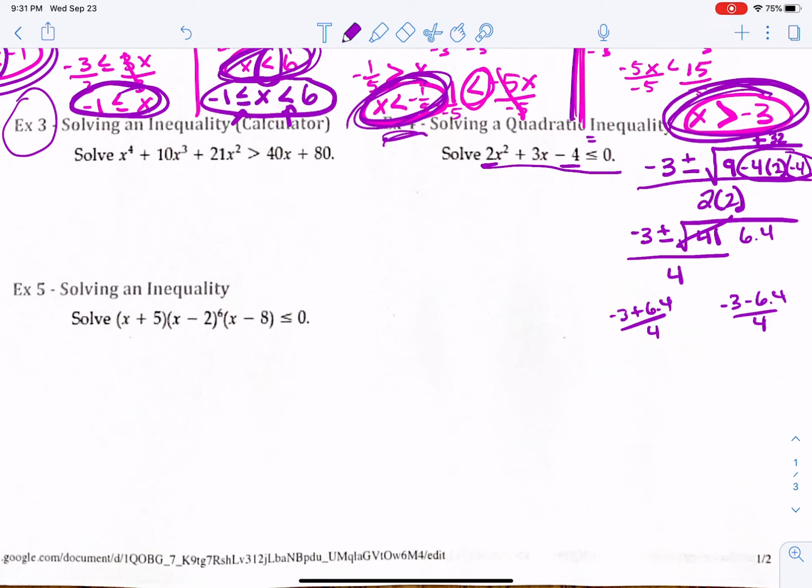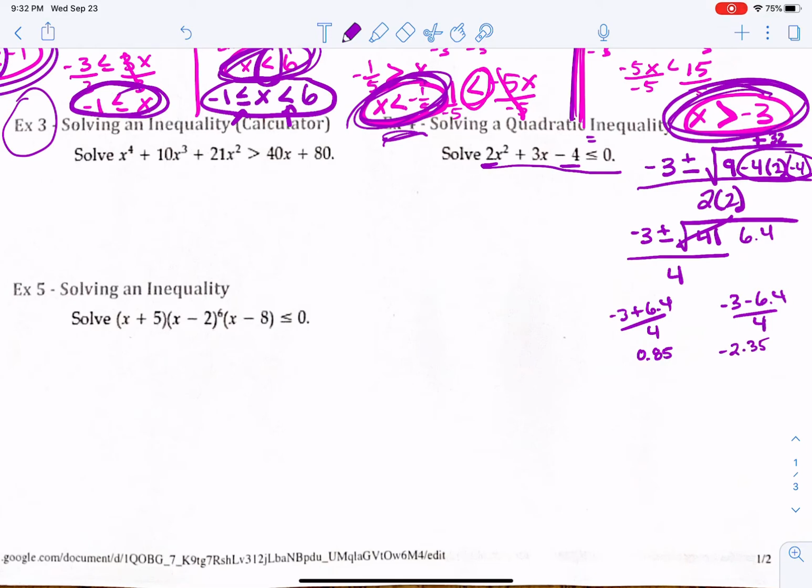3.4 divided by 4. Okay, if I take -3 and I add 6.4 to it, that would be 3.4 divided by 4, which is 0.85. Okay, and 3 minus 6.4 is -9.4. And I'm going to divide that by 4, and that is -2.35.